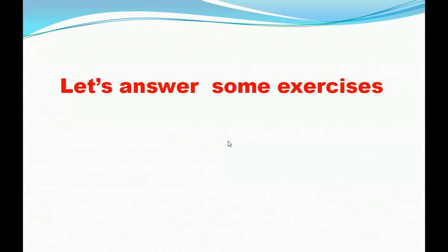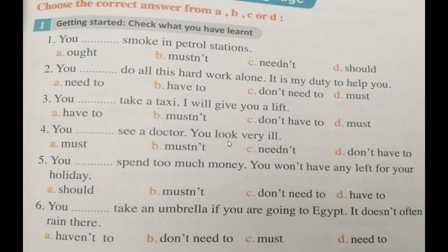Now it's time for practice. Let's answer some exercises together. Choose the correct answer from A, B, C or D. Number 1. You ___ smoke in petrol stations. Ought, mustn't, needn't, should. Of course, the right answer is number B. You mustn't smoke in petrol stations. It's banned to smoke in petrol stations.